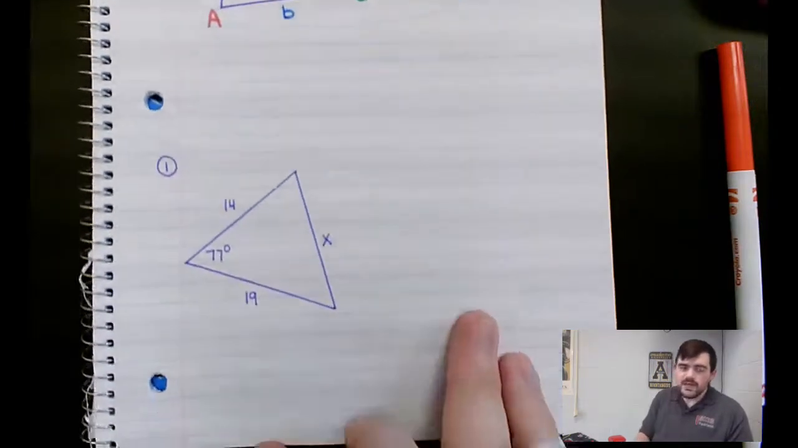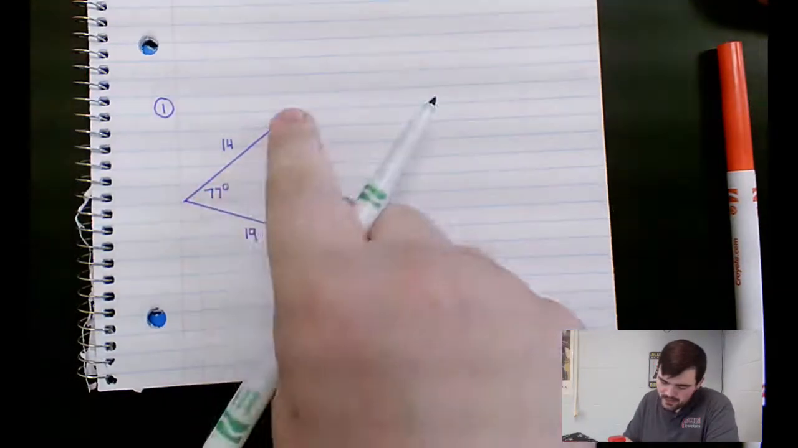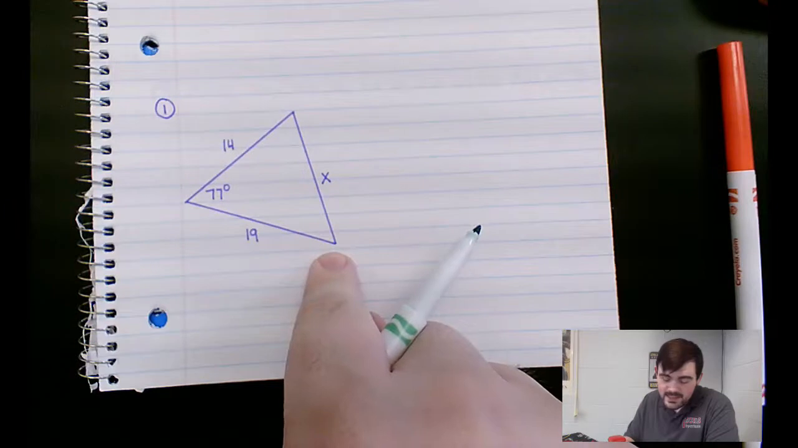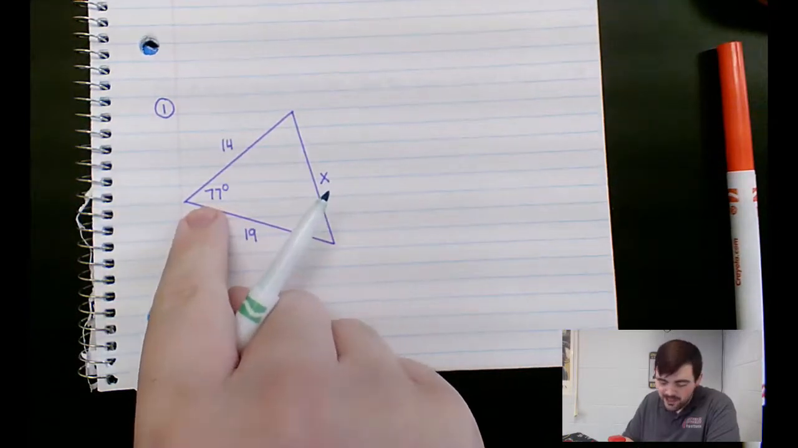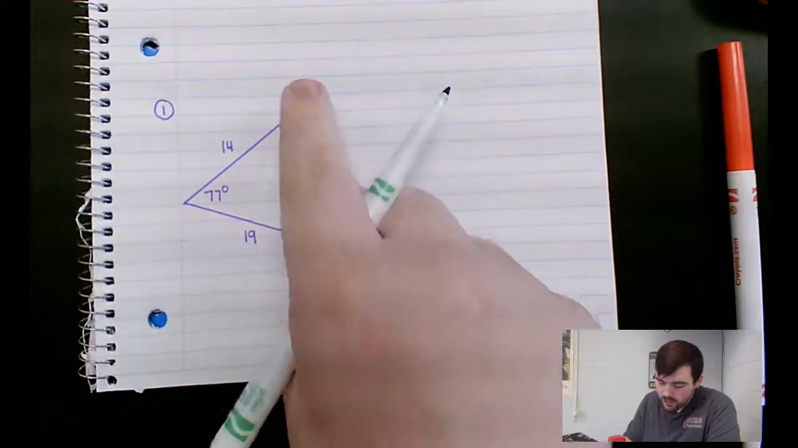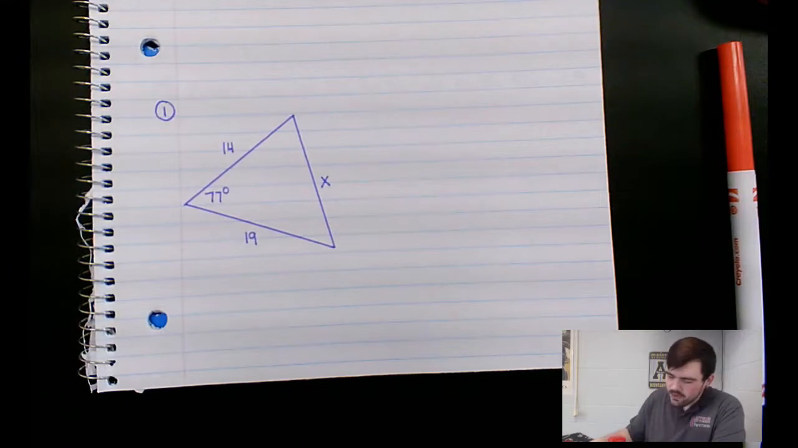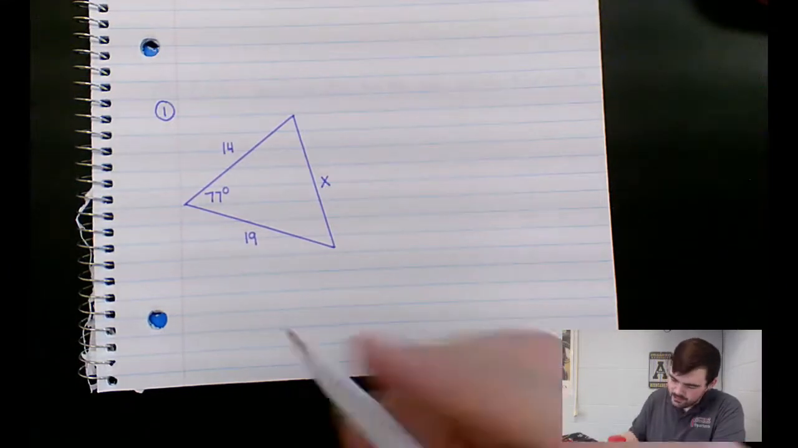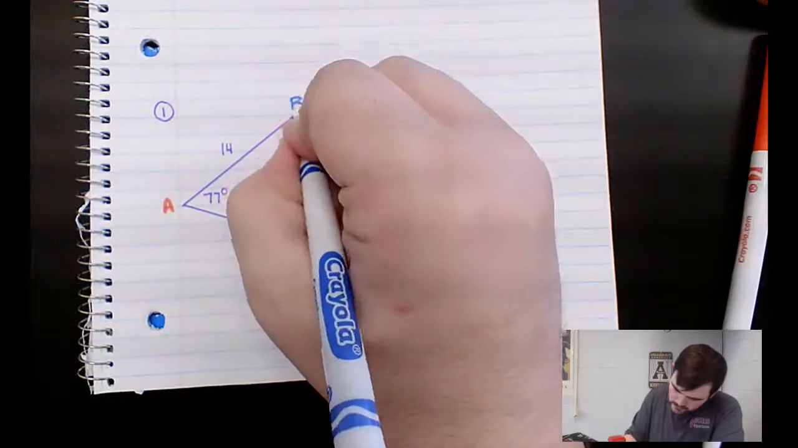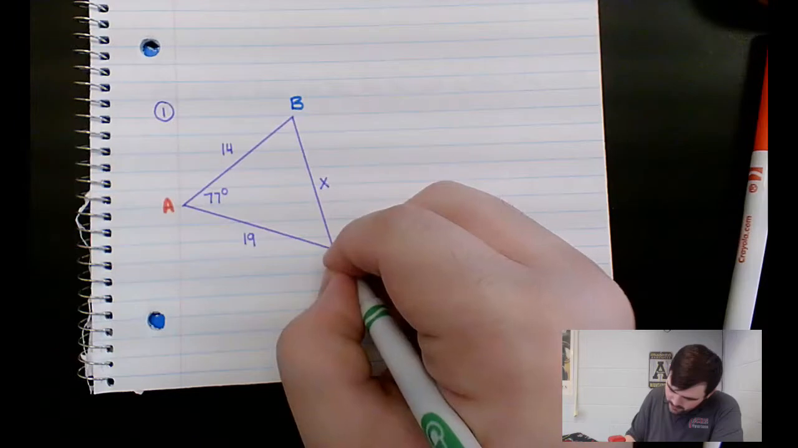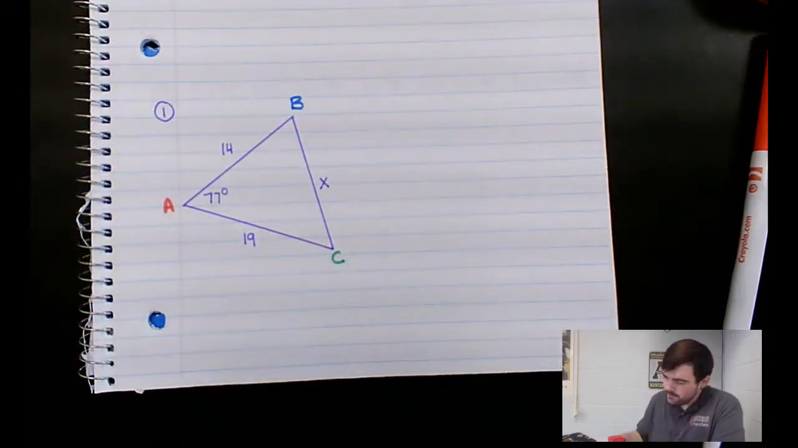The first question I have down here. You have a side length of 14, a side length of 19. The included angle, that's just a fancy way of saying, hey, the angle between the two sides we know. And we want to know the third side of the triangle. Now if you want, you can label these angles A, B, and C. Sometimes that helps. It doesn't really matter what you label them, so long as you label them and keep up with what you've done. Okay?